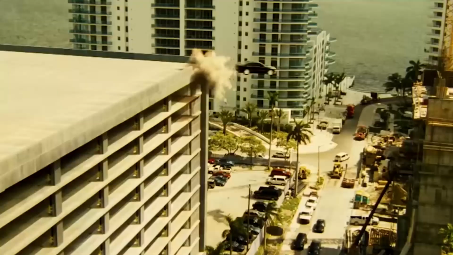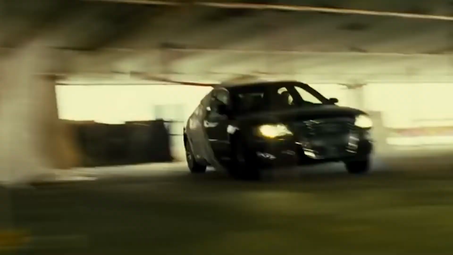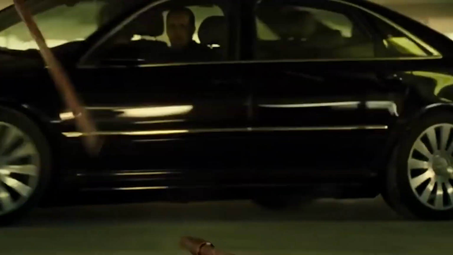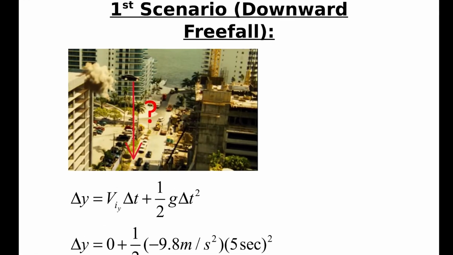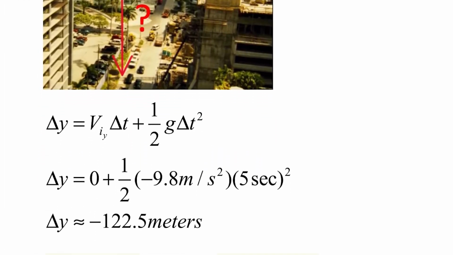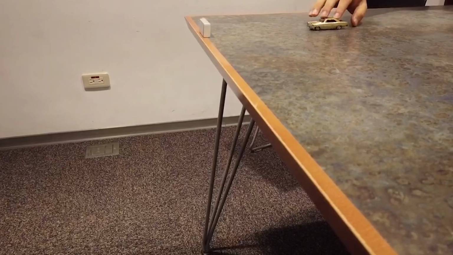In this scene, Frank, accompanied by his partner Lola, drives an Audi car off the roof of a building. In one scenario, we will find how far the car falls downwards. In this scene, the car flies through the air for approximately 5 seconds. Using the equation for freefall, we find that the car falls 122.5 meters downwards after 5 seconds, assuming there is no initial vertical velocity. That means the car would have smashed into the ground by then.